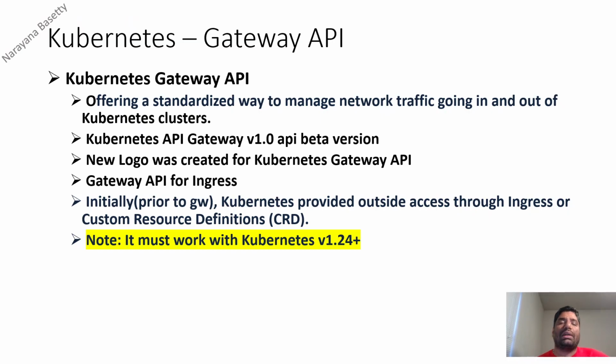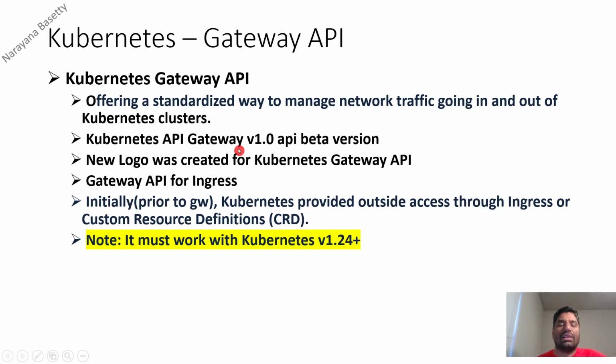So in part 10, we understood Kubernetes API gateway history and all those things. I'm just going to reiterate a few samples here. Kubernetes Gateway API is offering a standardized way to manage network traffic going in and out of the Kubernetes cluster. That is the first motivation.